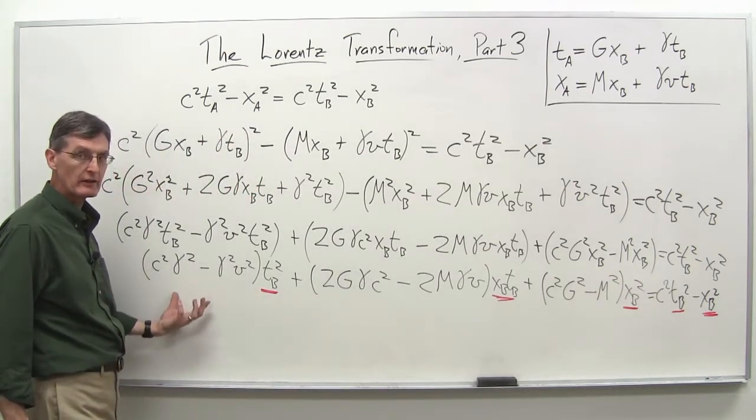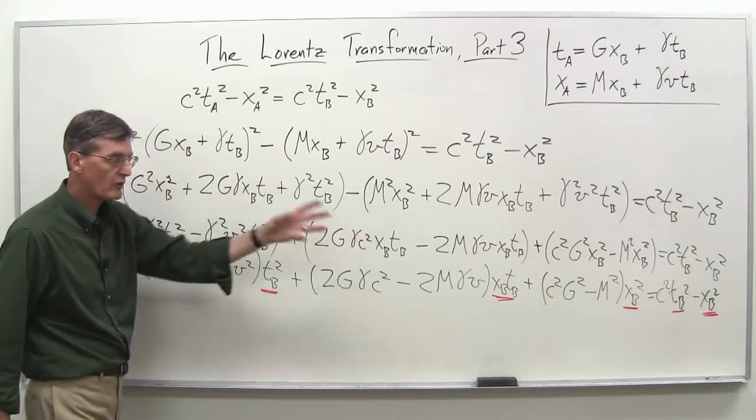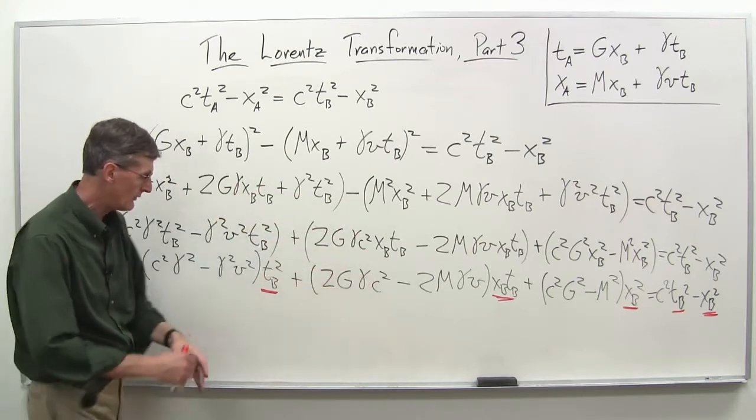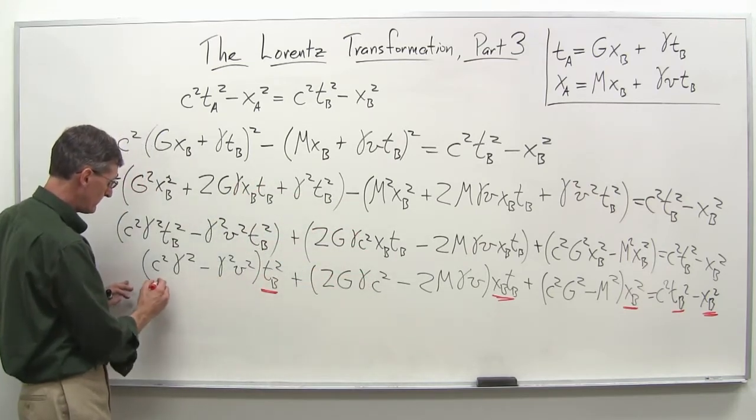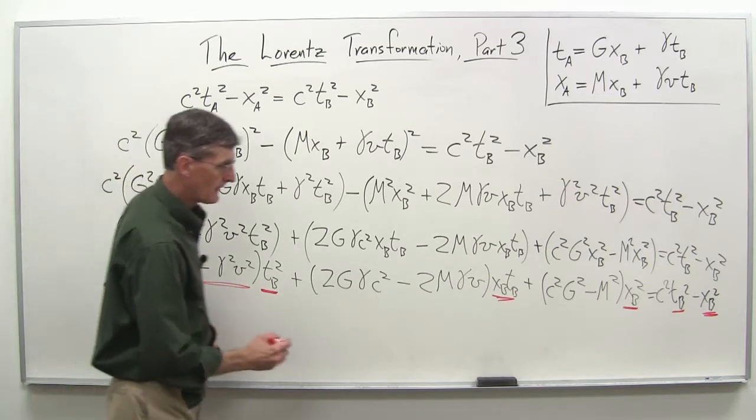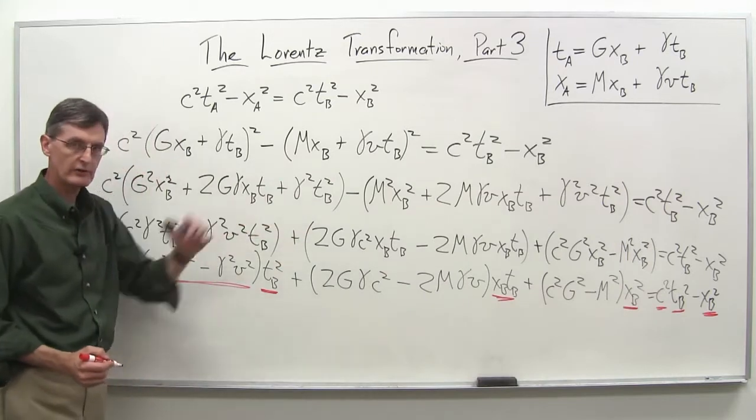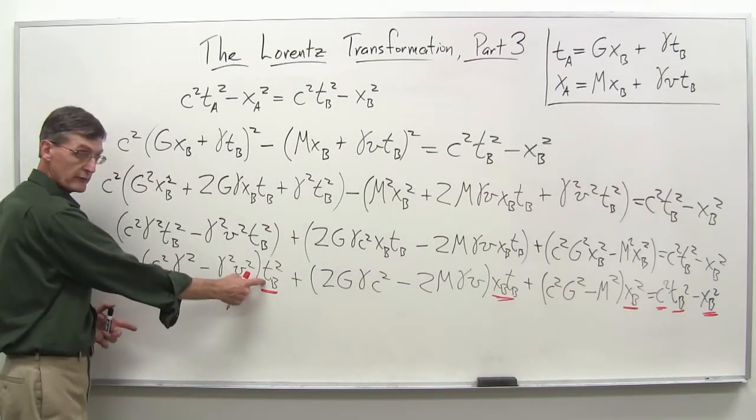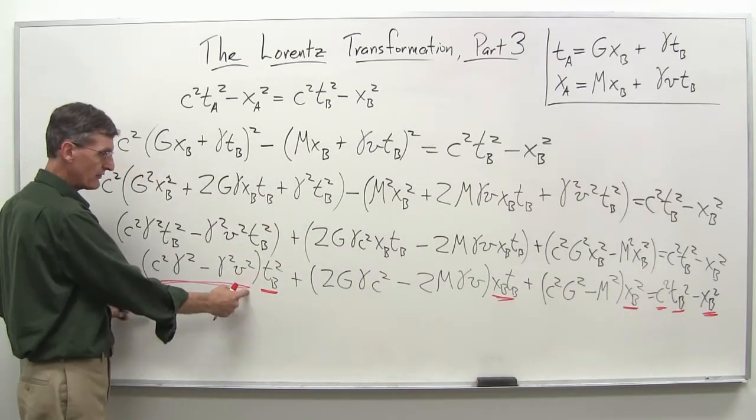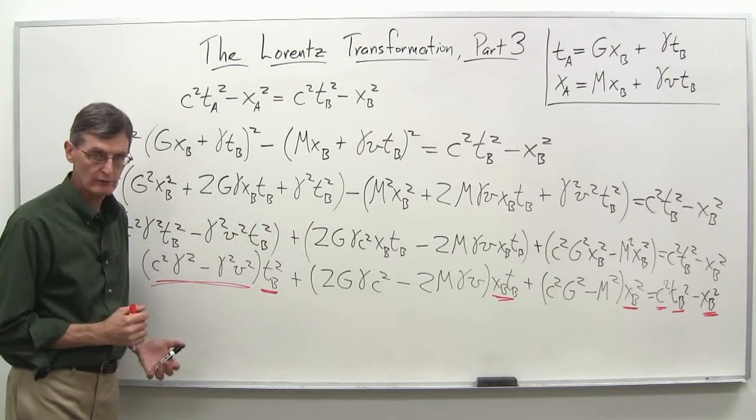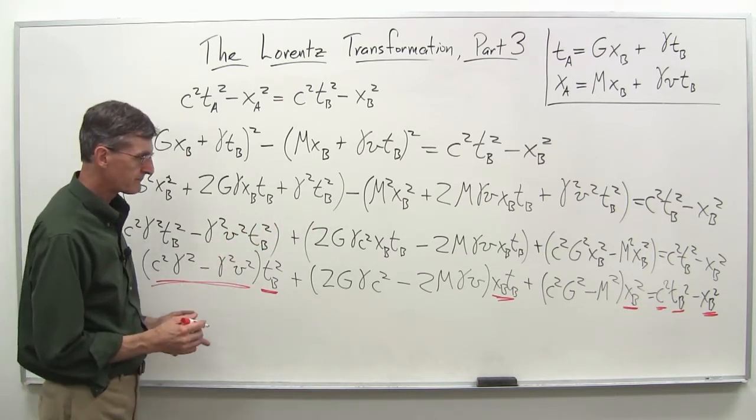Okay, so what this is telling me is that for this equality to hold on both sides, this thing right here has to equal the C squared, because that's what's in front of the TB squared over there. Over here, what's in front of the TB squared is this thing. So this thing equals C squared, and we'll use that in just a minute.